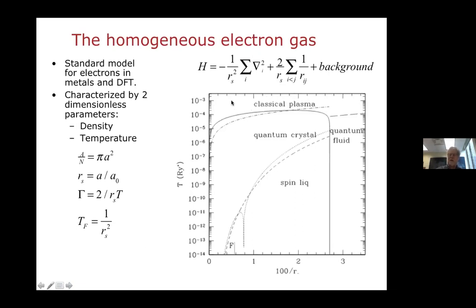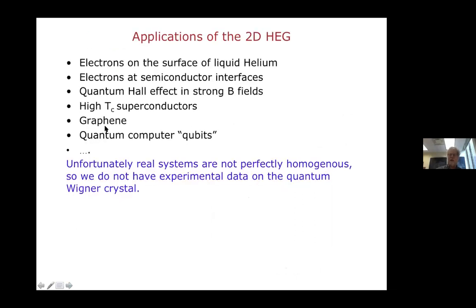Now, you've heard about Wigner crystals in the laboratory. Those are way over here in this region up here. There's a lot of applications. Electrons on the surface of helium is pretty classical, but electrons at semiconductor interfaces are quantum mechanical. Maybe high-Tc superconductors have some of this physics, probably not. Or graphene, people have been talking about that. People thought about using them for qubits. Unfortunately, these systems all are not perfectly homogeneous, so we don't have really good experimental data on the quantum Wigner crystal. So this is more of a theoretical exercise.